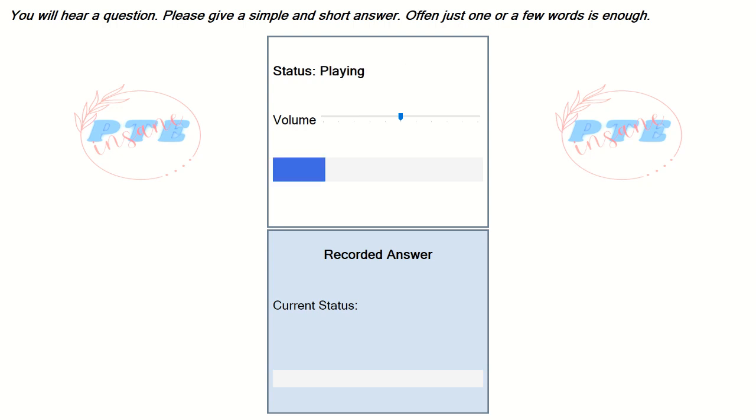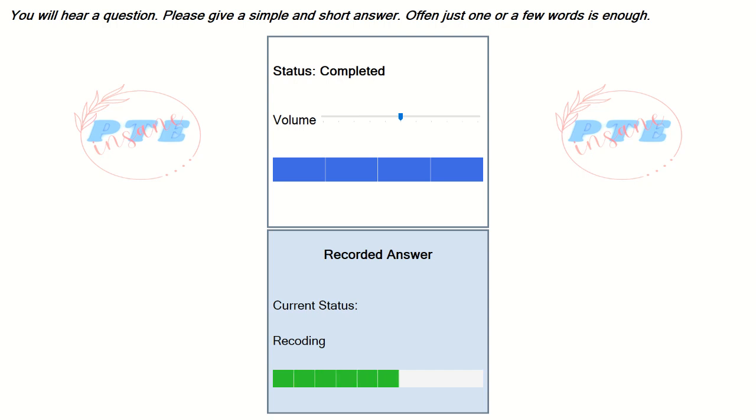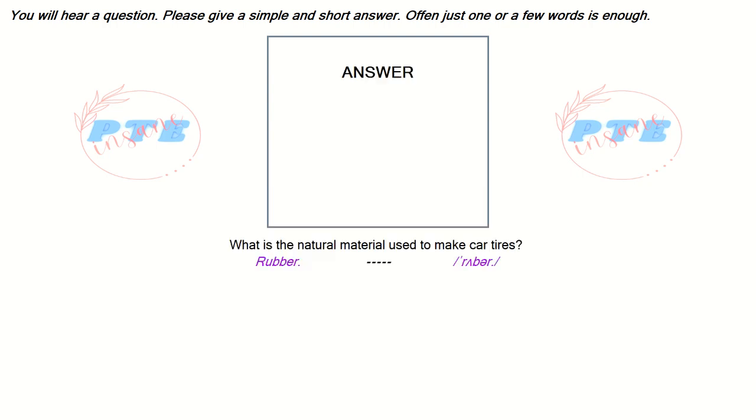What is the natural material used to make car tires? Rubber.